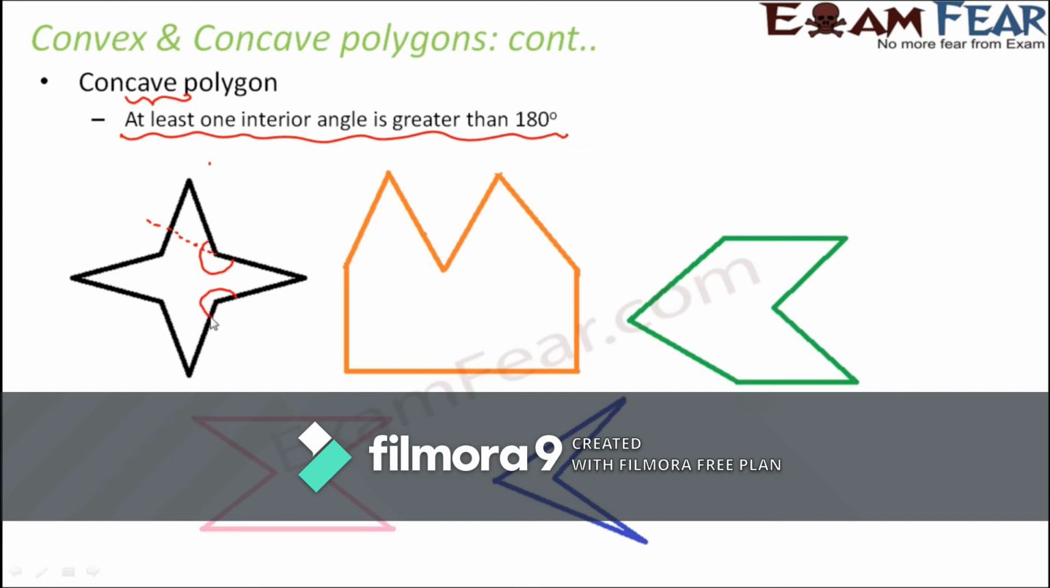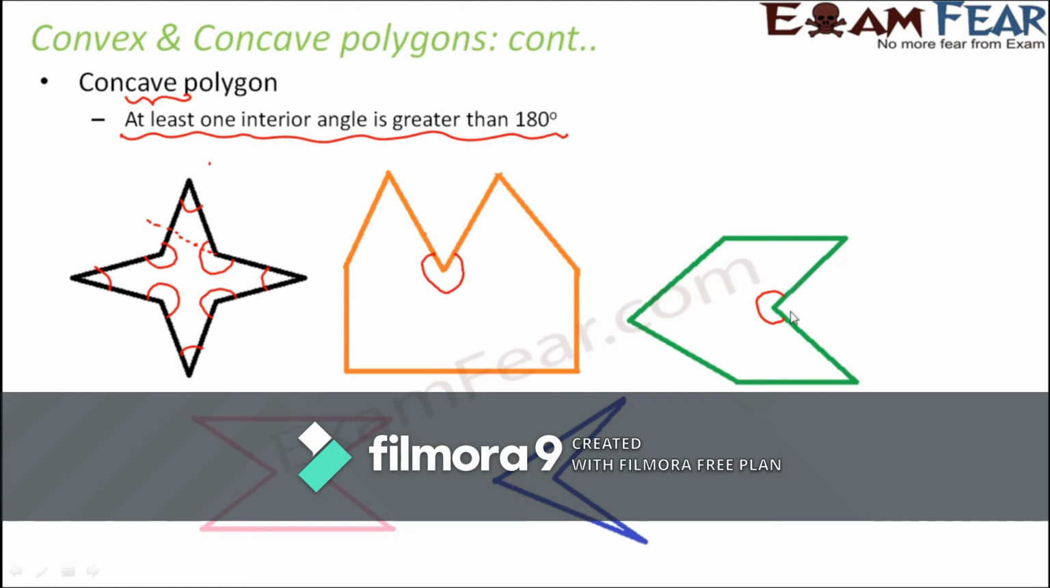Similarly, when you look at this angle, this is also more than 180. This is also more than 180. This is also more than 180. But these angles are less than 180. Let's look at this diagram. Here you see, look at this angle. This is more than 180 degrees. But other than these, all other angles are less than 180. Here you have this angle more than 180. So wherever you have an angle greater than 180, there you see the cave-like thing.